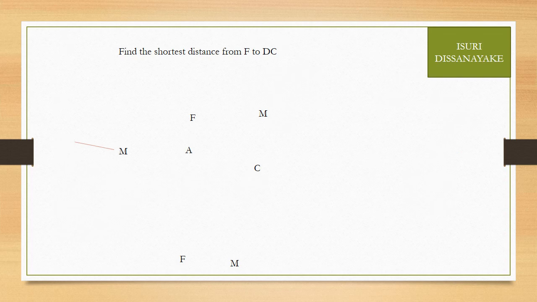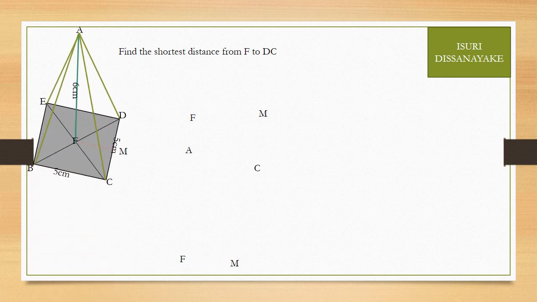Thereafter, they are asking you to find the shortest distance from F to DC. The shortest distance from F to DC is the perpendicular distance. From F to DC, I draw a perpendicular which is FM, and you can clearly see that FM and DC create 90 degrees because the perpendicular distance from F to DC is the shortest distance that you can calculate.